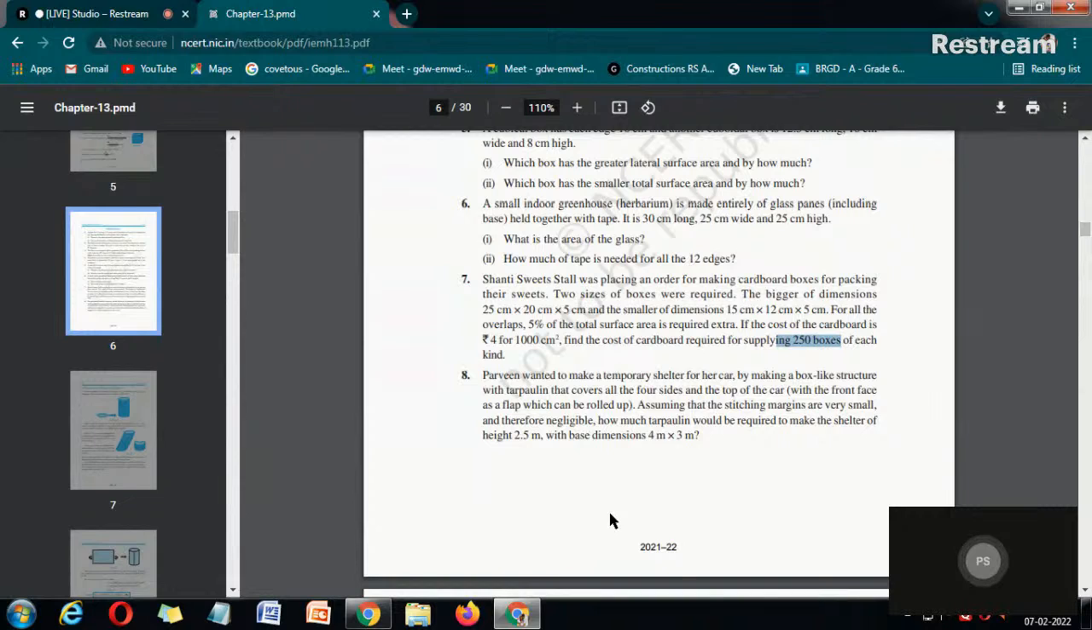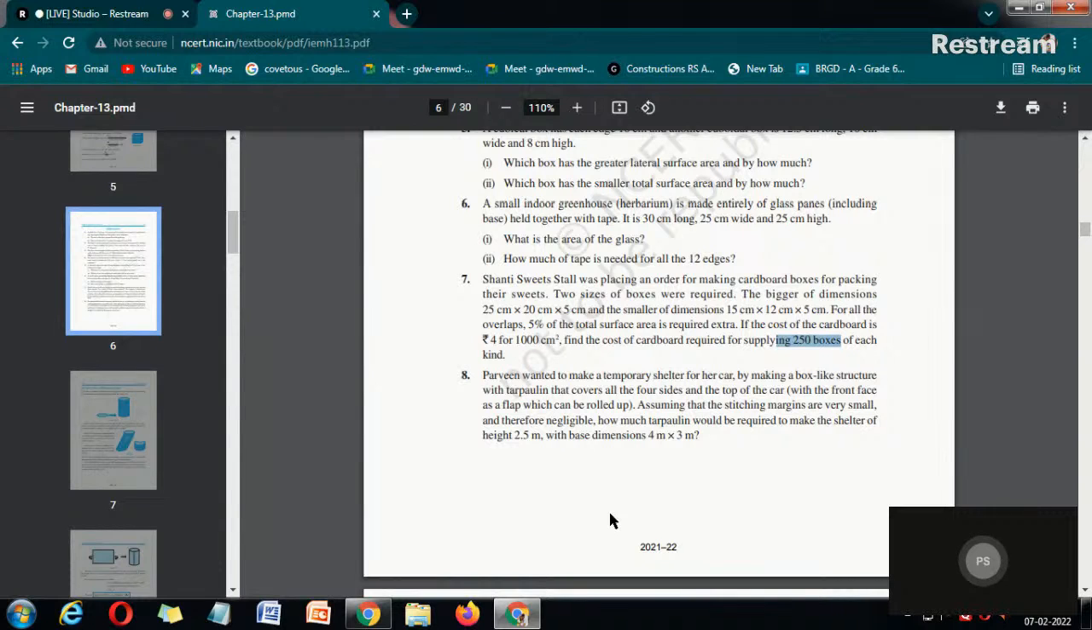Small box, the same way. The total surface area of a small box is 630. Now 5% extra: 5 by 100 into 630, then you will get 31.5. Now add both of those. You will get 661.5. Now multiply it with 250 boxes. That is 1,65,375. So how much cardboard do we require for both the boxes? You have to add the totals. That is 3,80,625 plus 1,65,375. Then the answer will be 5,46,000.